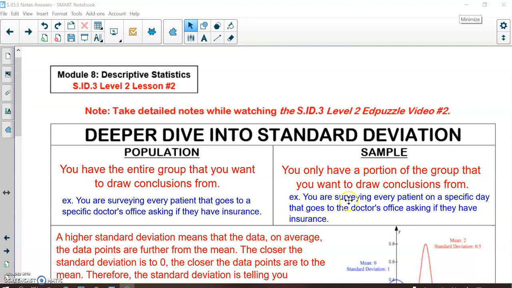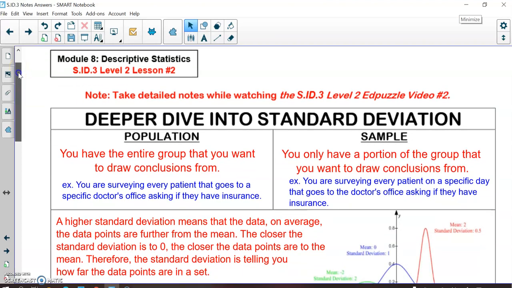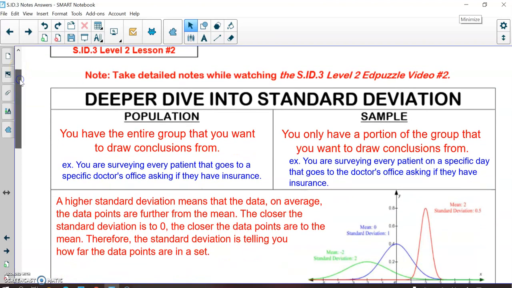But if you decide to just, on a specific day, ask the patients that have appointments for that day if they have insurance at this doctor's office, then that would be sample, because you're not asking every single one of this doctor's patients. You are only asking the people that had appointments for that day. So just keep that in mind. Remember, population and sample for the standard deviation, it matters what group we're working with.